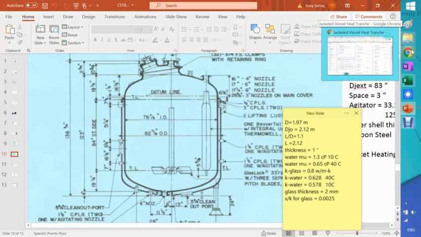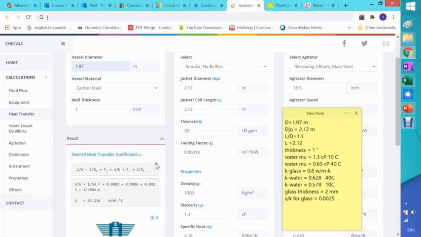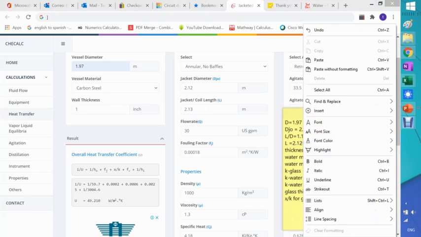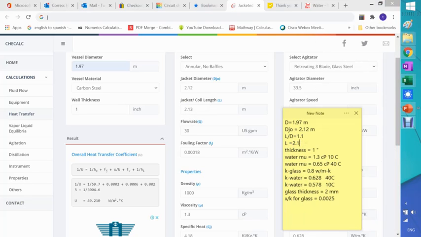Going back here, I'm gonna use the 49, which is the calculation. I'm doing a quick check just to be sure that I have everything. 197, carbon steel, 1 inch thick wall, annular, no baffles, jacket outside diameter 2.12. The length of the jacket is 2.13. Actually, I got, well, yeah, 2.13. This one here, I think that I screwed up. That one is 2.13. That's correct.